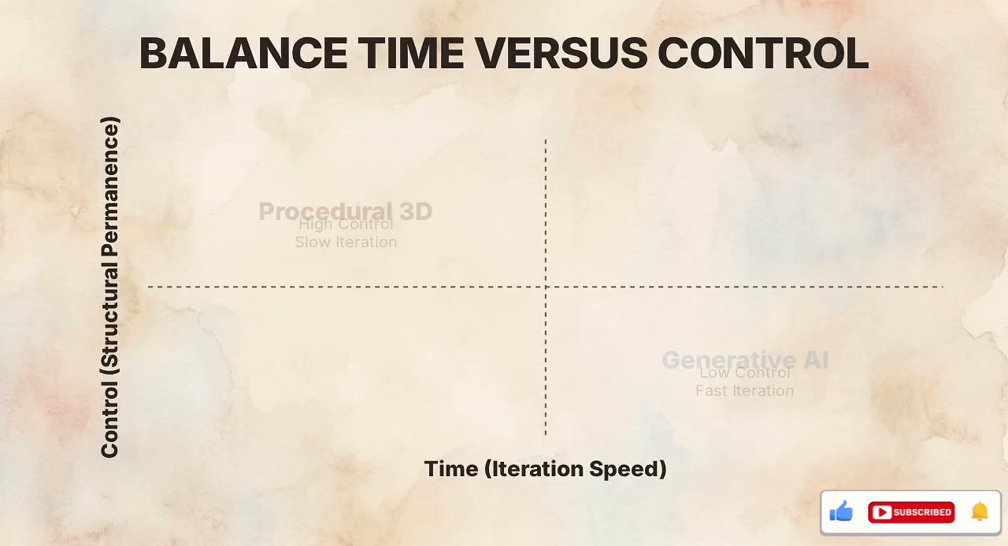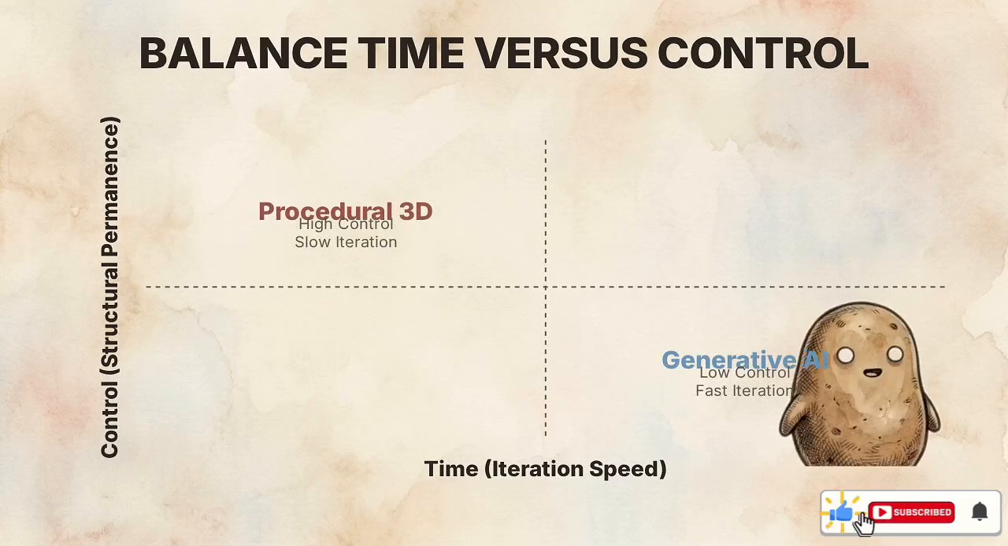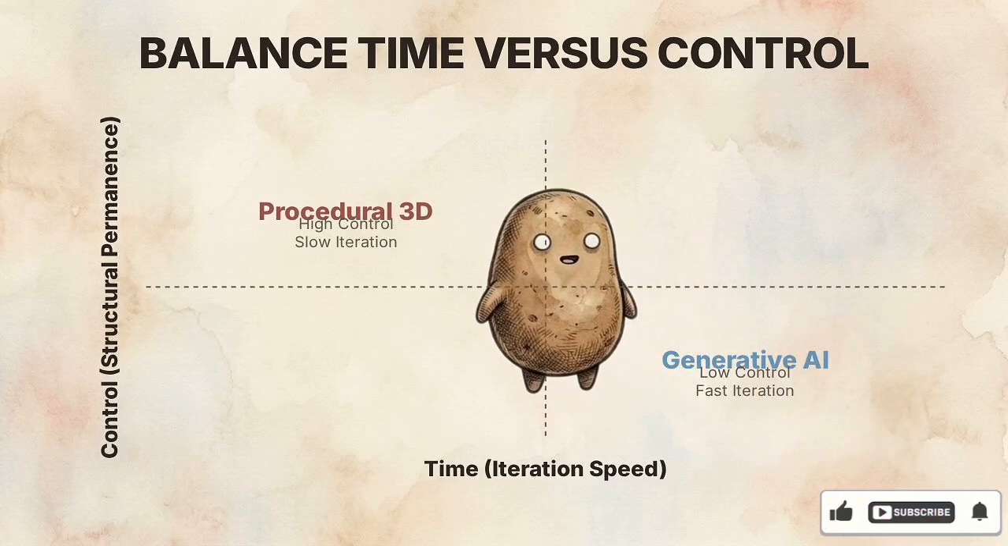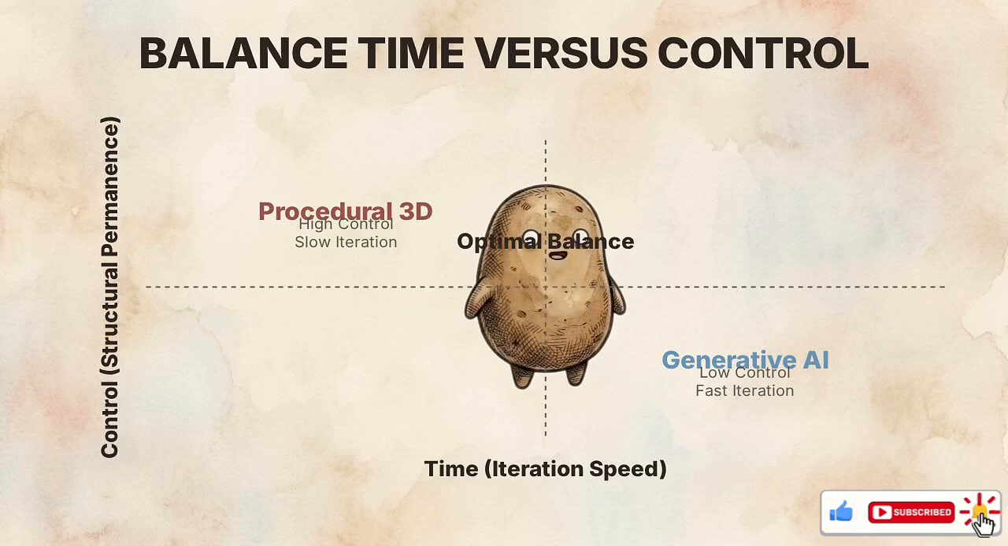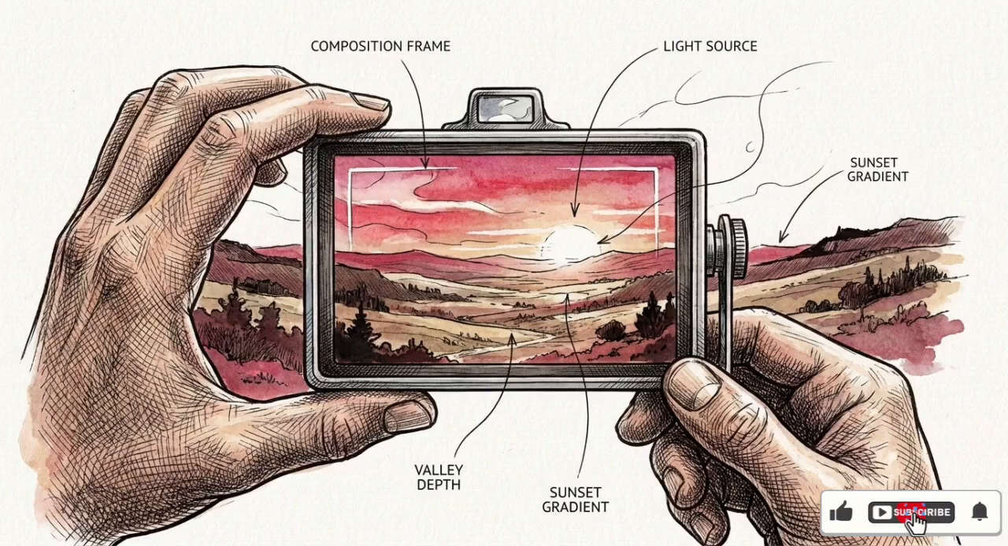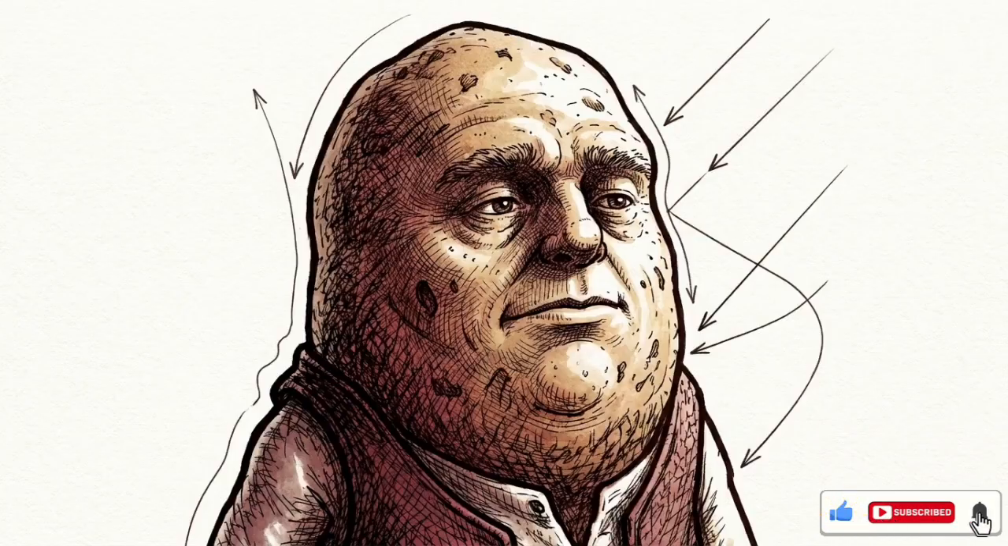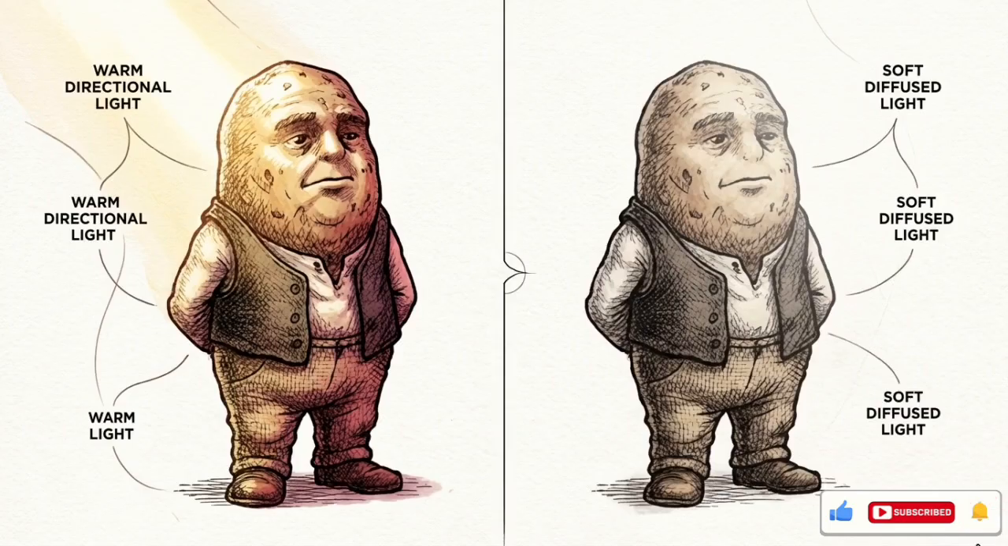Accurately identifying your core constraint, time versus control, is the only reliable way to select the correct toolset for your project. Finally, we address the narrative purist. For this creator, no amount of technological advancement can replace foundational visual storytelling skills. Intentional choices dictate emotional resonance regardless of the software used. Warm tones communicate joy, and diffused lighting signals nostalgia, whether rendering nodes or prompting algorithms.